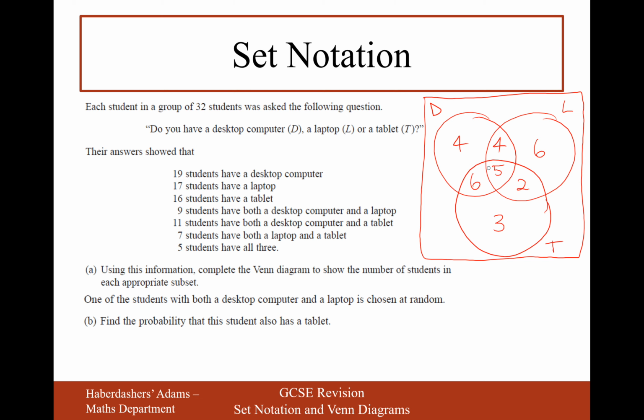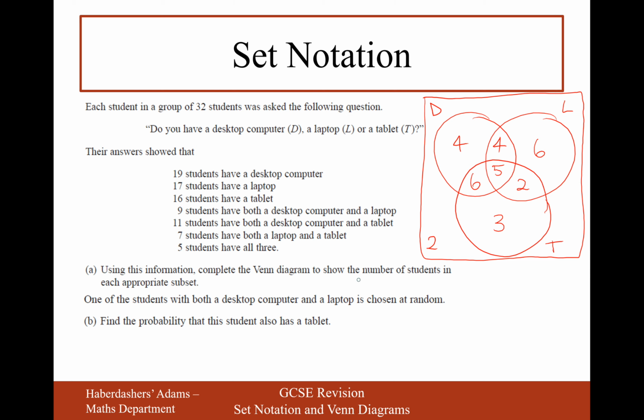So the way we did that was we started from the centre, then worked our way outer to the two intersections, and then outer to the final ones. And this is a group of 32 students they asked from, so I'm just going to double check whether this all adds to 32. 4 plus 4 plus 6 plus 5 plus 6 plus 2 plus 3. We had 30 students there, so there were 2 that were left behind and didn't have any of these 3 devices.